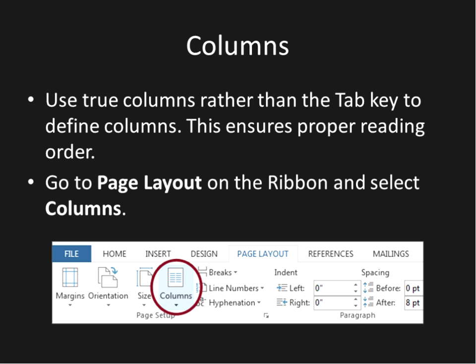Some recommendations. One is you want to use true columns rather than the tab key if you're trying to define columns. Very often we have content that's left and right aligned. And so you want to use the True Columns feature under Page Layout on the ribbon at the top of the Word window. And then select columns to select multiple columns. So that will ensure that the reading order is correct. It will read down, say, the left-hand column and then the right-hand column, as opposed to reading back and forth between the two columns.